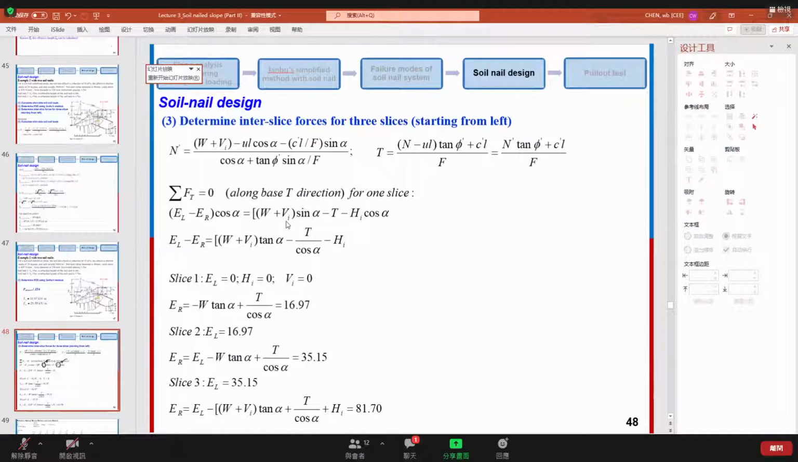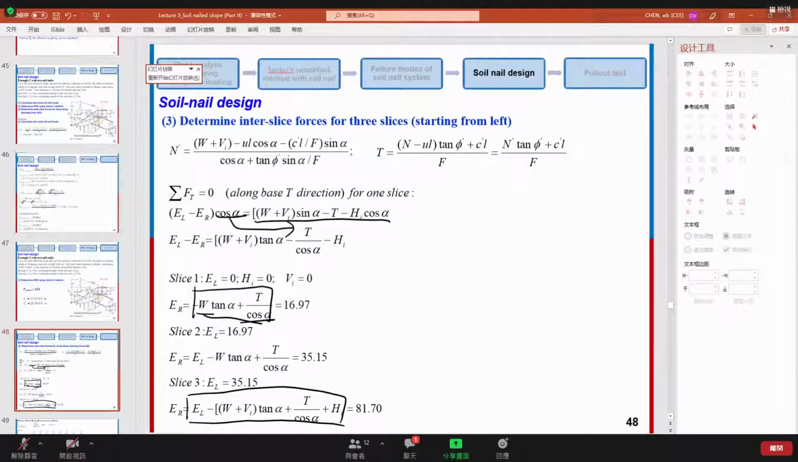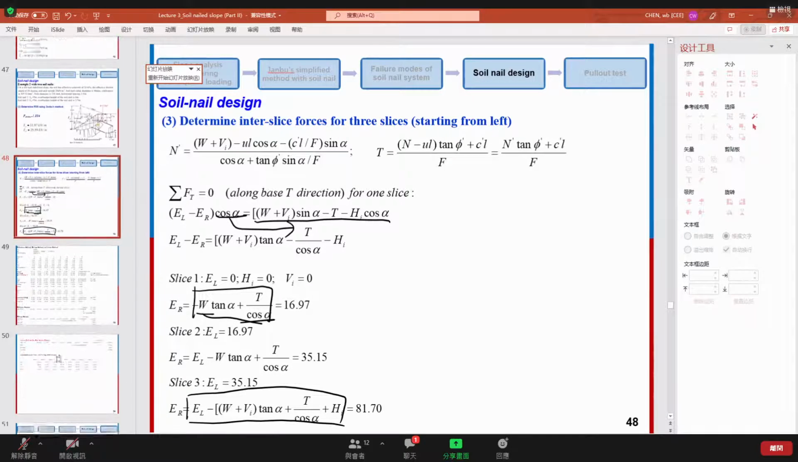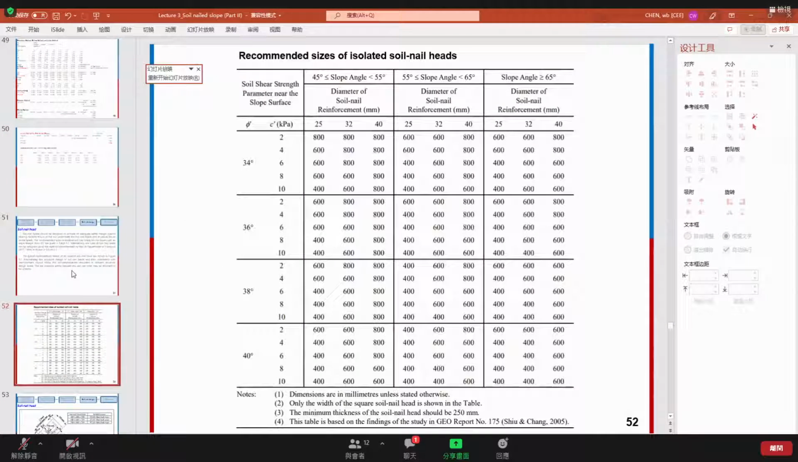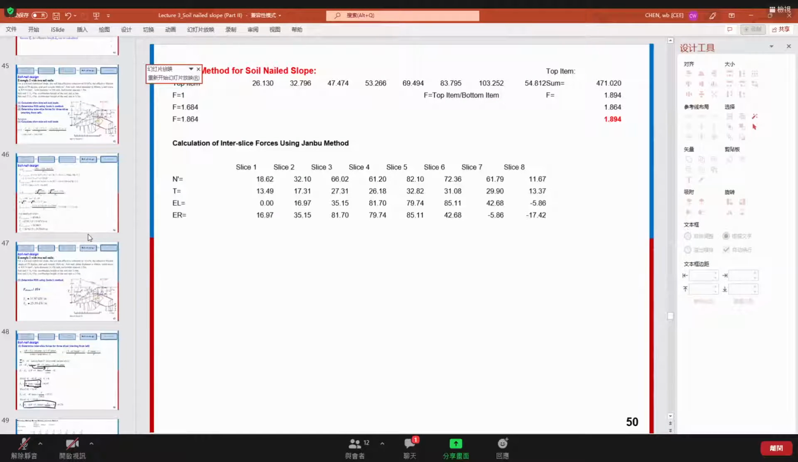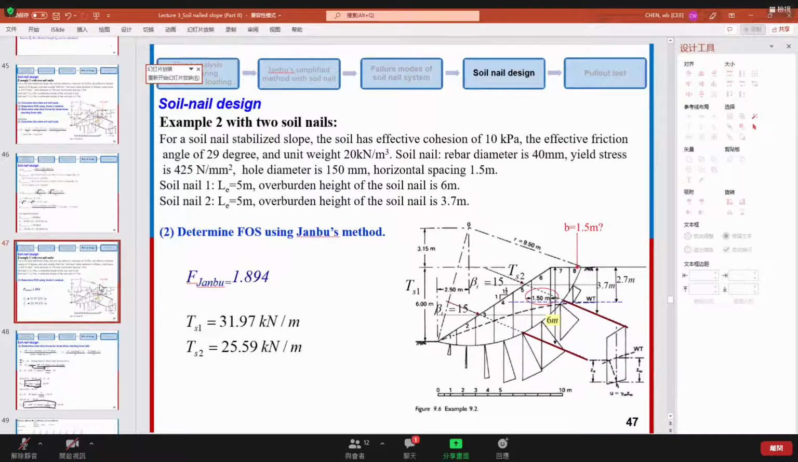So you see, we use this one, we use this one, right? This cosine alpha should be put at the bottom, okay? That's why we will have this equation. Here, if we have the soil nail, we use this equation, okay? All right, so we finished the example of the soil nail condition. Do you have any question about these two examples, with and without soil nail?